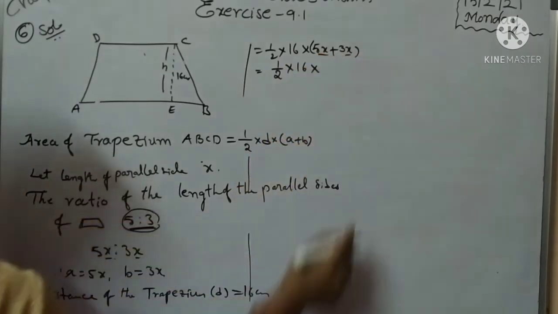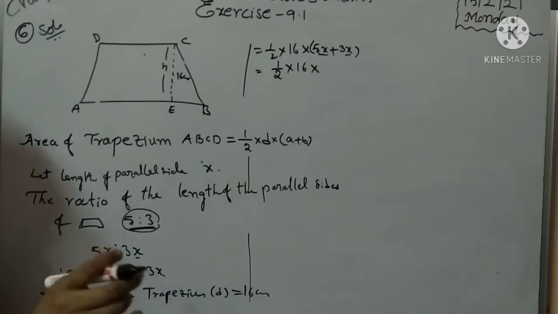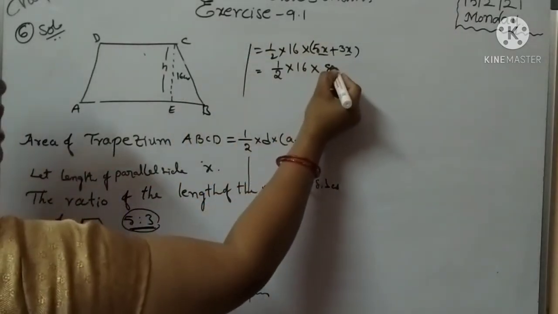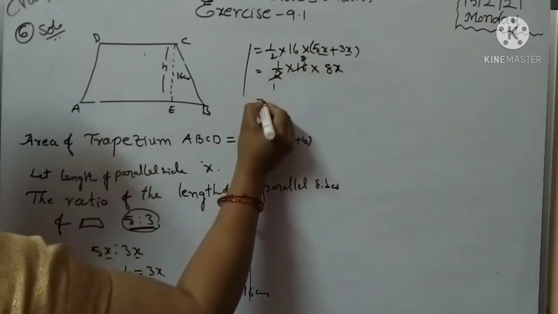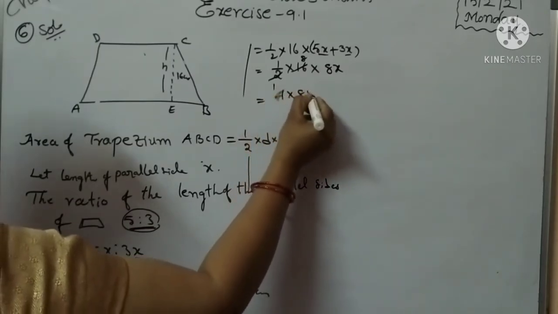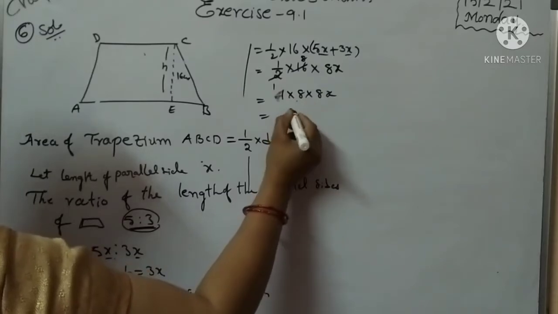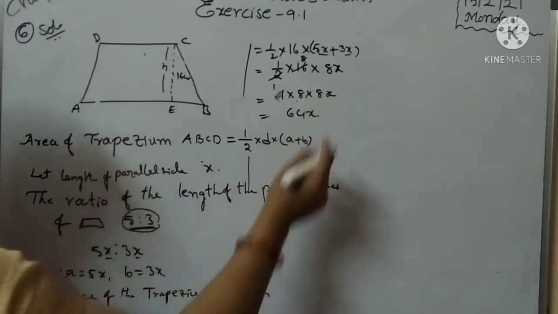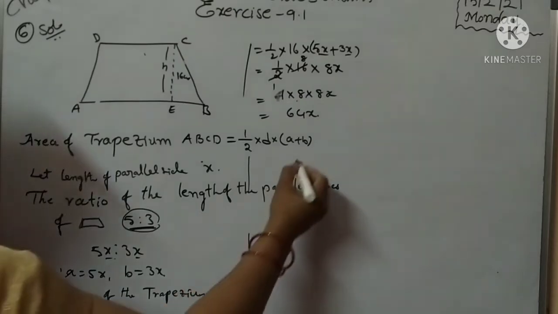Here the same variables are there, so the power is also the same, and we add: 5x plus 3x equals 8x. 2 ones are 2, 8 twos are 16. 1 into 8 into 8x. 8 eights are 64, into x, which is 64x. So the area of the trapezium is 64x.